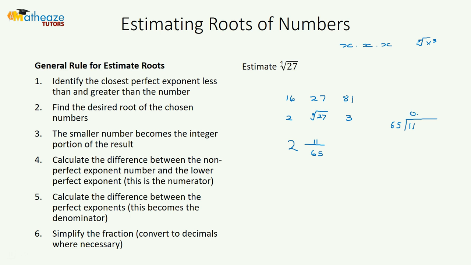So 0. This is 1, 4, 5, 0. This is going to give us 6, which is 390. 60 here. This is going to give us 9. And then 15. So this is going to give us approximately 2.169 as the fourth root of 27.